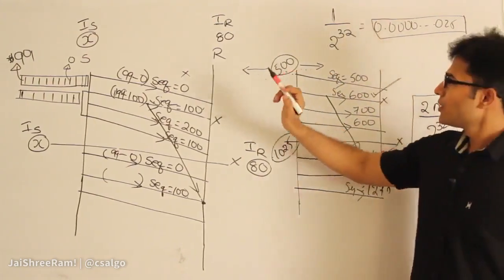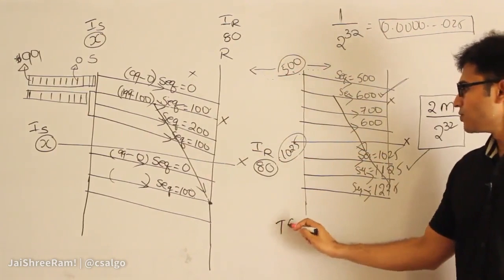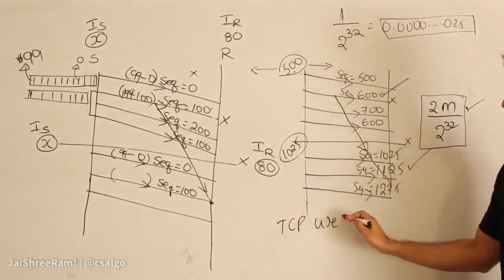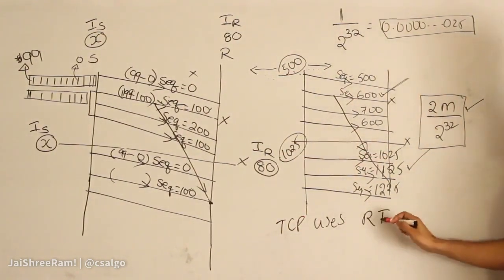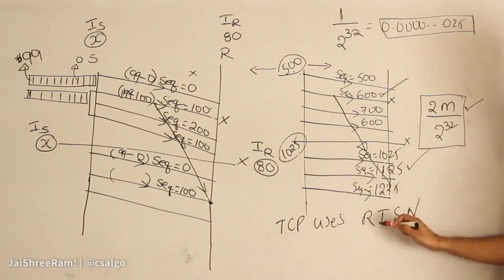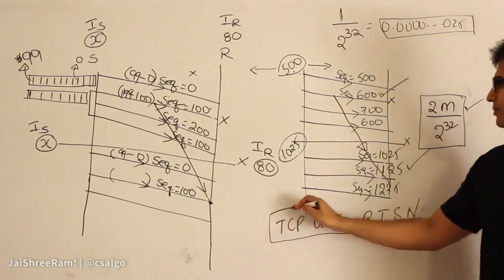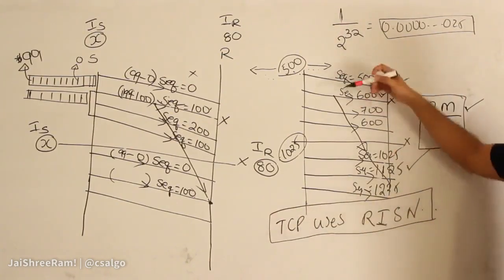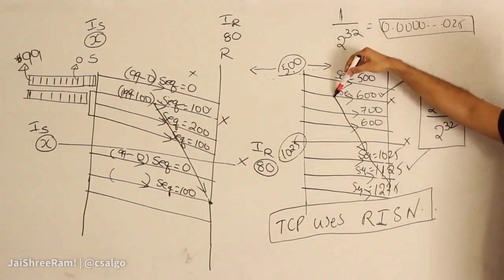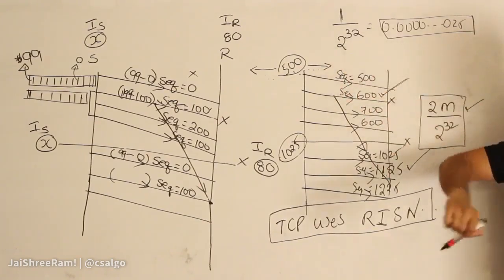So the point you should note down is TCP uses random initial sequence numbers, which means the initial sequence number is always going to be random. Why? To stop accepting the packets from the previous connection in the present connection, right?